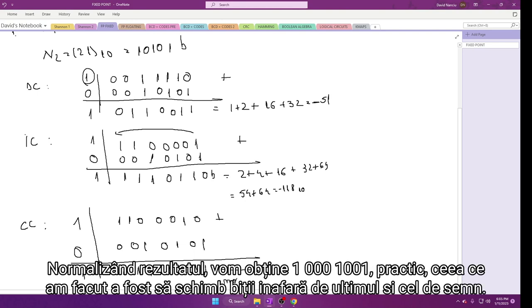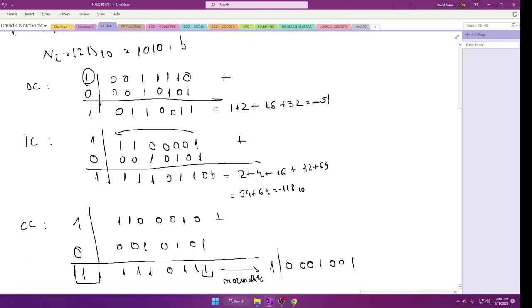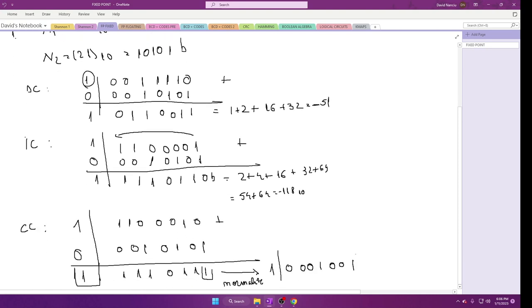Normalizing this, let's specify, we'll obtain 1 as the sign bit, and 0 0 0 1 0 0 1. Basically what I did here in normalizing is I changed all the bits except the last one and the sign bit. So this one became a 0, this one also, this one also, the 0 became a 1, and those two ones became two zeros.